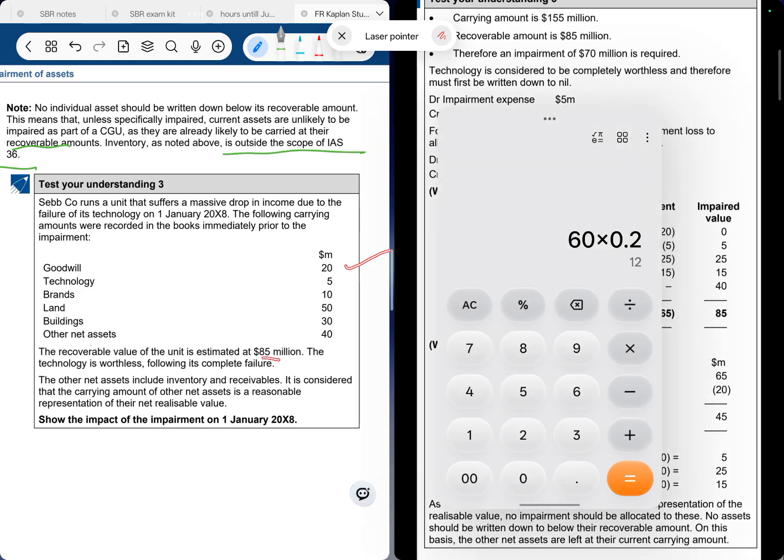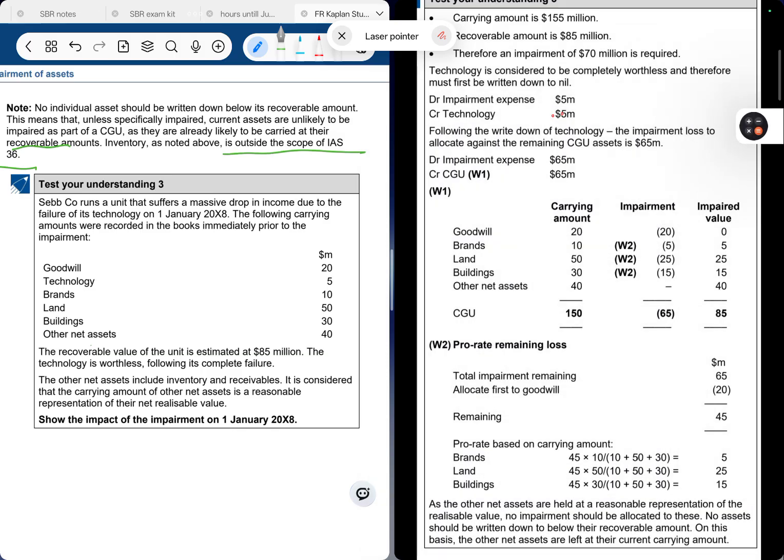Let's calculate the carrying amount. We have 20 plus 5 plus 10 plus 50 plus 30 plus 40. So right now our carrying amount for the asset is 155 million, but they are now telling us that the recoverable amount is 85 million. We don't have to calculate the recoverable amount, it is given to us.